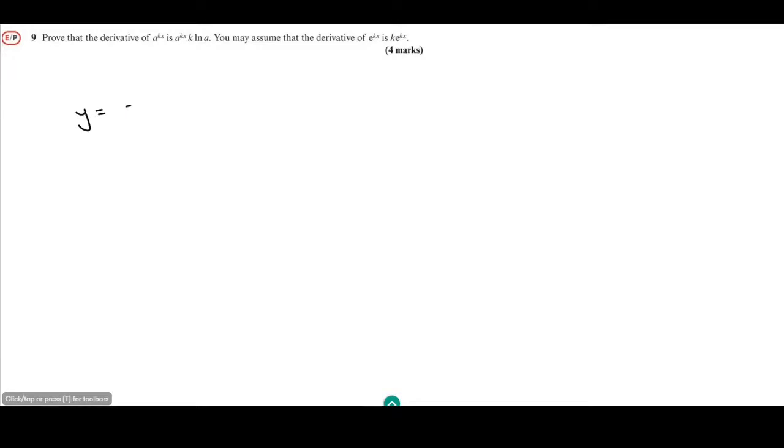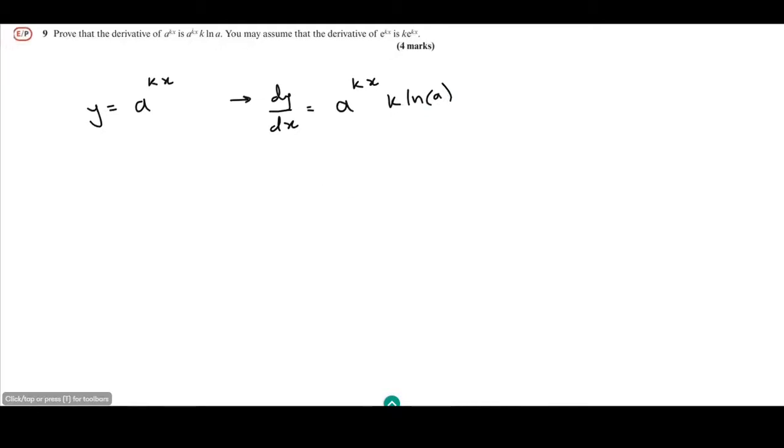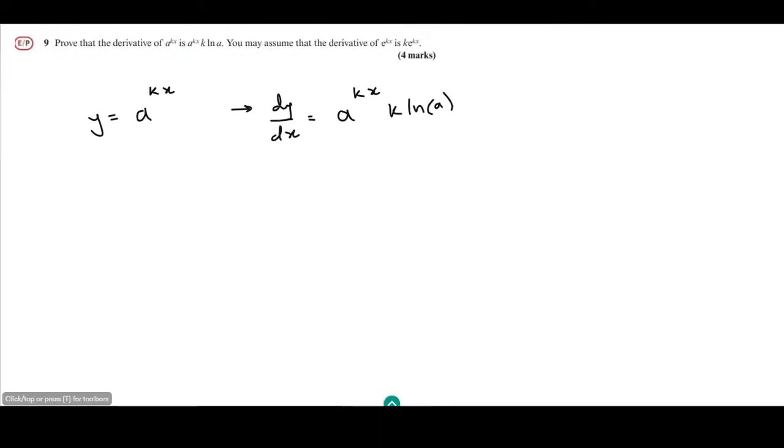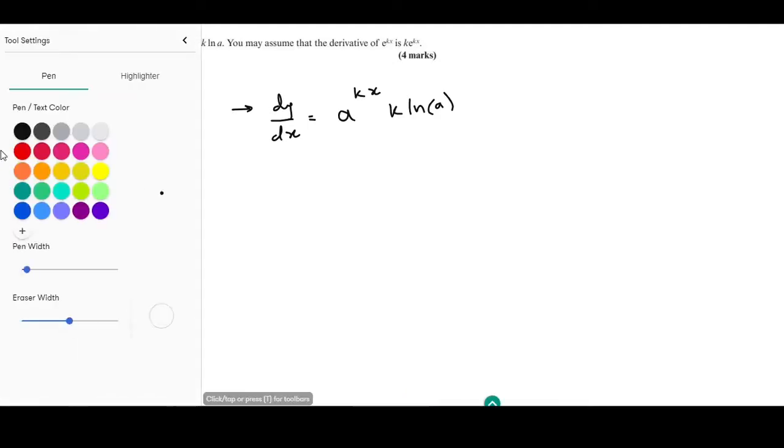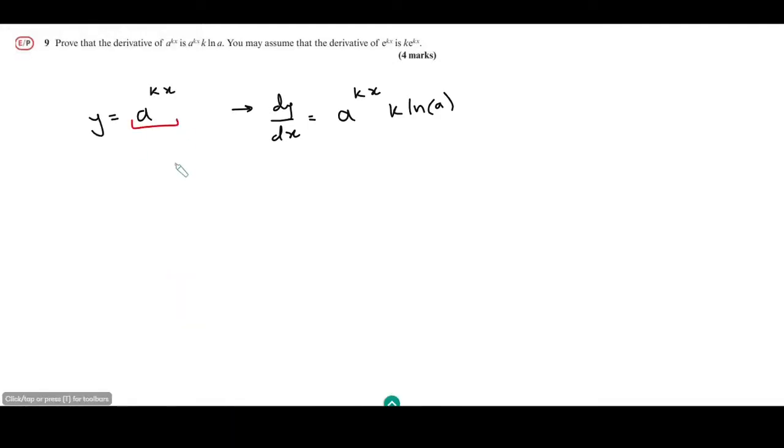So we have y equals a to the power of kx. Okay, and we need to prove that dy by dx, the derivative, is a to the kx times k ln of a. Okay, so the first step here is to kind of understand the trick, and once you understand the trick, these kind of questions become very, very simple. So the trick is that we are going to represent this quantity in a different form. Okay, so we're not actually changing what this is, all we're doing is we're representing it a bit differently. Okay, and how are we going to do that?